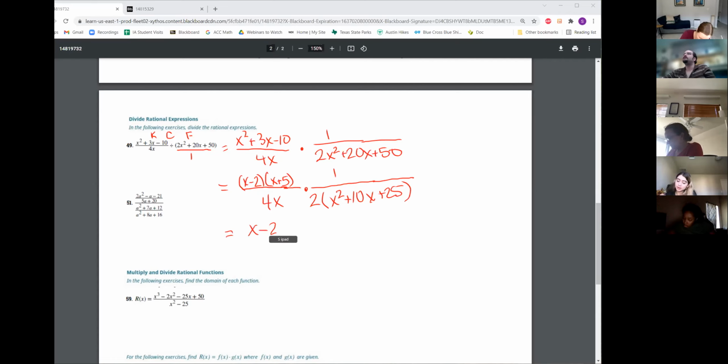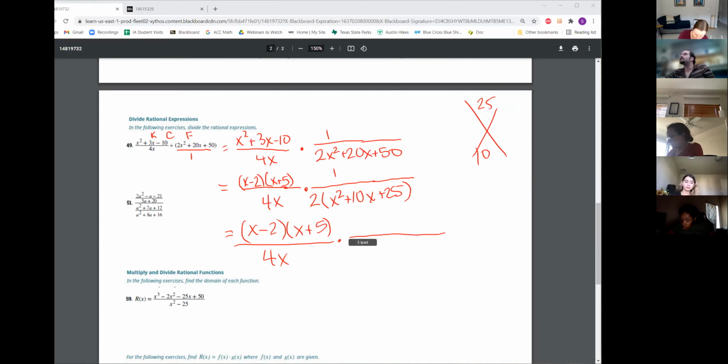That'd make it 2x plus 5, or I mean, x minus 2. We can do the x, the 20, we have a 25 on top and a 10 on the bottom. So what multiplies to 25 and adds to 10?